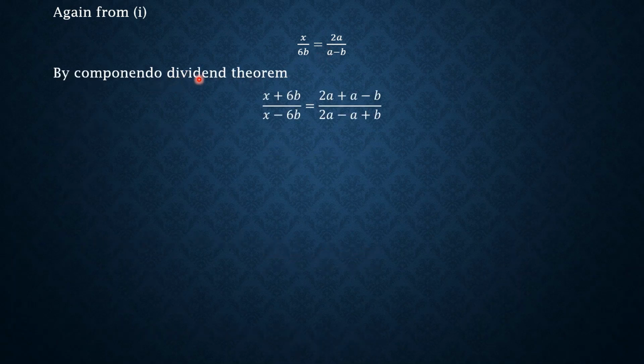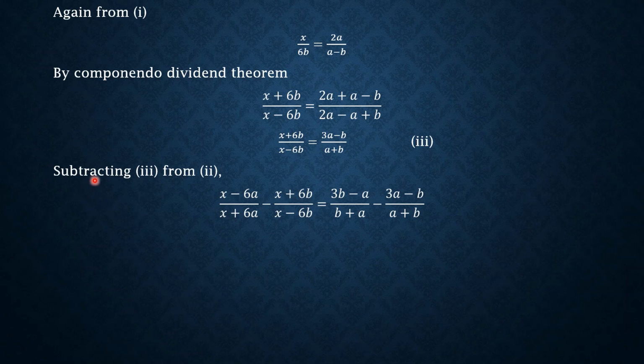Now by componendo dividendo theorem, we have x plus 6b over x minus 6b equal to numerator plus denominator. Say this numerator of this fraction will be 2a plus a minus b divided by 2a minus a plus b. So after simplification, we have on the right side 2a plus a, 3a minus b divided by 2a minus a will give us a plus b. So the resulting fraction is x plus 6b over x minus 6b. This equals 3a minus b over a plus b. This is equation number 3.